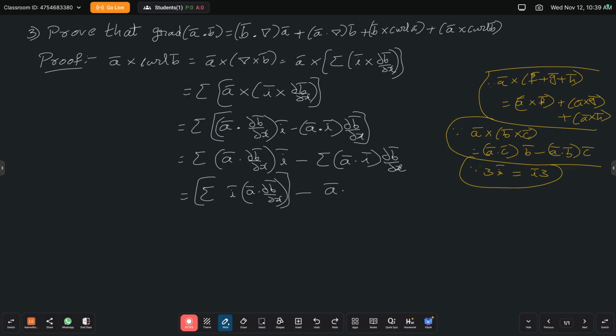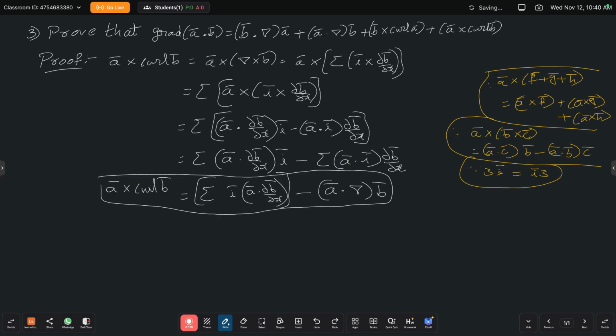a bar dot del of b bar, or a bar dot del into b bar. So all of this is a bar cross curl of b bar. Okay, now I'm going to keep this one in the box. This we took initially and did it. Similarly, what I can get is b bar cross curl a bar.